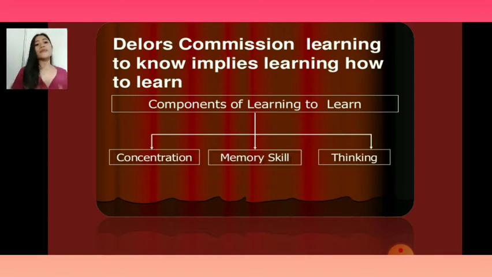And also the memory skill is to memorize things. You don't have to forget things that are so important in your daily living, in your life, for you to succeed and achieve your goals. You have that memory skill. And also thinking is the ability to think. If you are thinking, then it is followed by action.